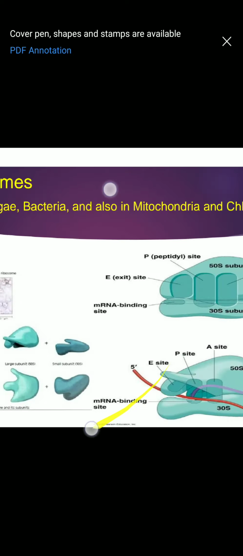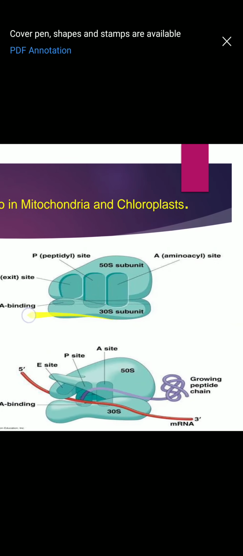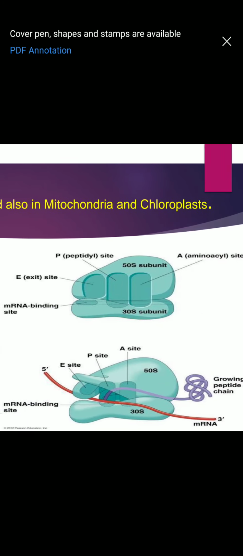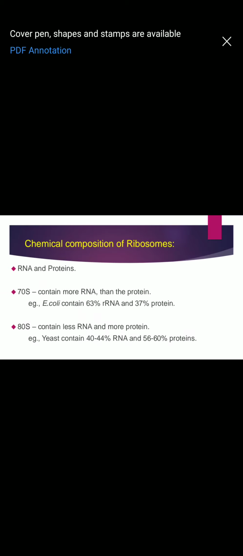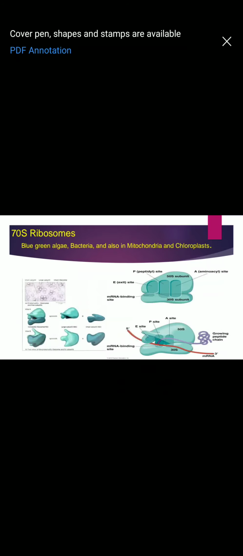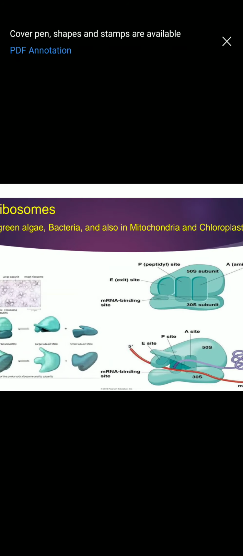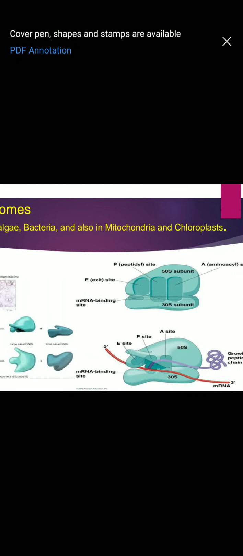If we enlarge the structure of the small 70S ribosome, we have the 30S as well as the 50S. The 50S has three sites: the A site, P site, and E site. All three sites are involved in protein synthesis, as you can see here.